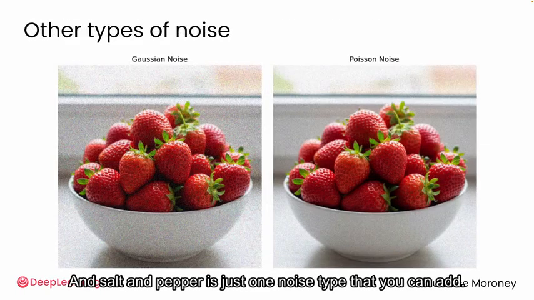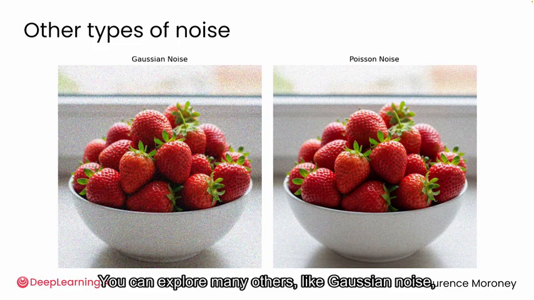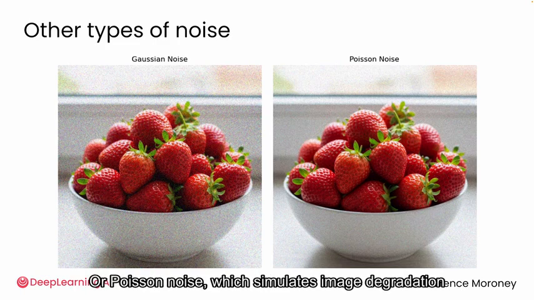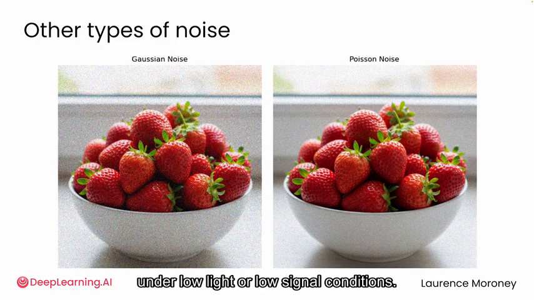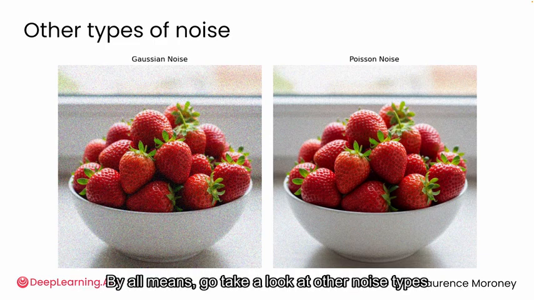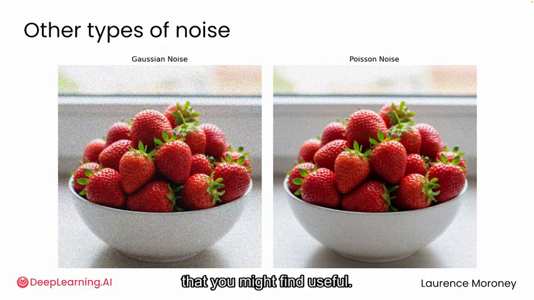And salt and pepper is just one noise type that you can add. You can explore many others like Gaussian noise, which applies random variations to some pixels, commonly simulating degradation found in some datasets. Or Poisson noise, which simulates image degradation under low light or low signal conditions. The noise type you choose should align with the conditions that you're training for your model. By all means, go take a look at other noise types that you might find useful.